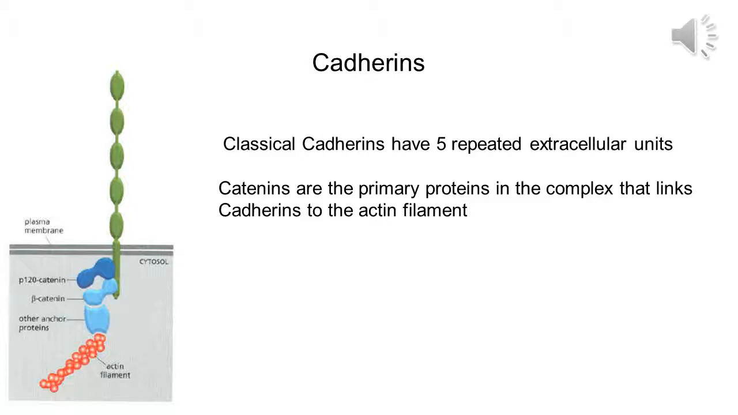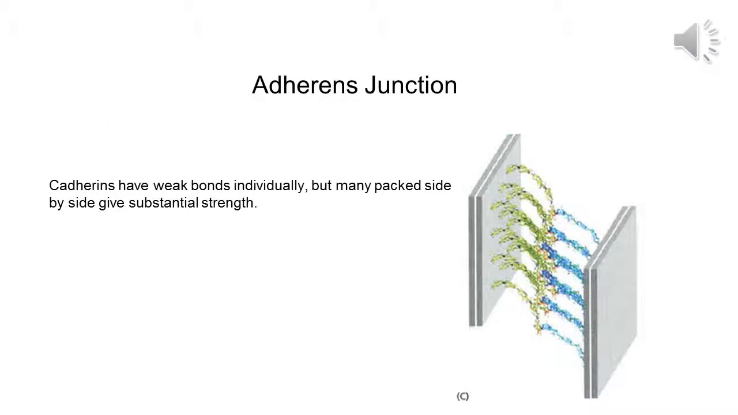This is a diagram of cadherin and the protein complex that links it to an actin filament. Classical cadherins have 5 repeated extracellular units, and catenin is the primary protein in the complex that links the cadherins to the actin filament. This is an adherence junction. It is made up of many cadherins linked to the actin cytoskeleton. Individually, these bonds are fairly weak, but packed side by side in parallel, this gives the adherence junction its strength.